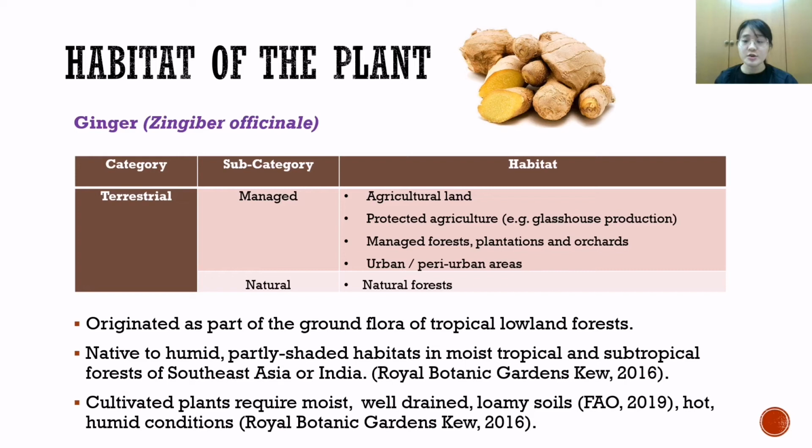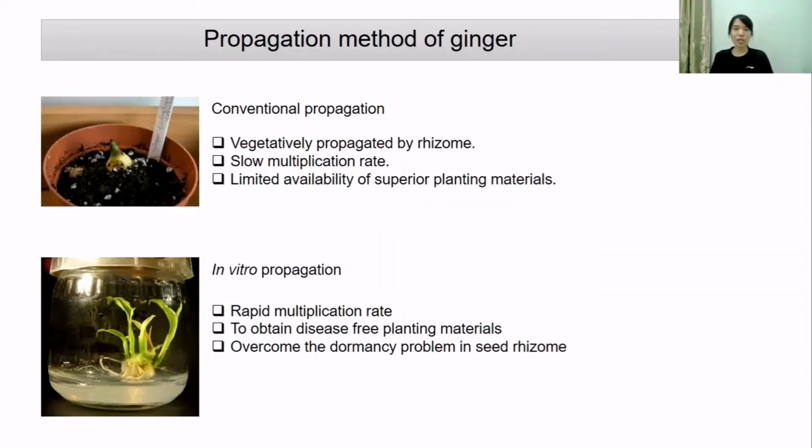Ginger is a terrestrial plant, and it is from the ground flora of tropical lowland forests and native to humid, partly shaded habitat in moist tropical and subtropical forests of Southeast Asia or India. There are two types of methods used in ginger propagation, which are conventional and in vitro propagation. In vitro propagation is also an alternative to vegetative propagation due to rapid production of healthy plantlets.